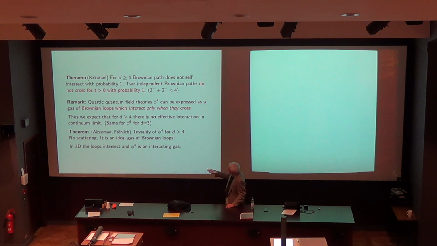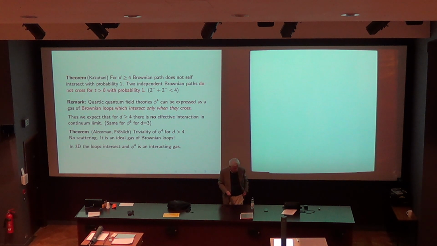And now this theorem of Kakutani, which is pretty old, tells us that in 4 dimensions, these Brownian paths don't cross. They never cross. So it's kind of strange that in 4 dimensions, these field theories, which physicists study, you read about them in courses, but by themselves, they're trivial. In other words, they're a free gas of Brownian loops. They don't interact. And this is a rather striking statement. But you can see it just by thinking about these things as gases.